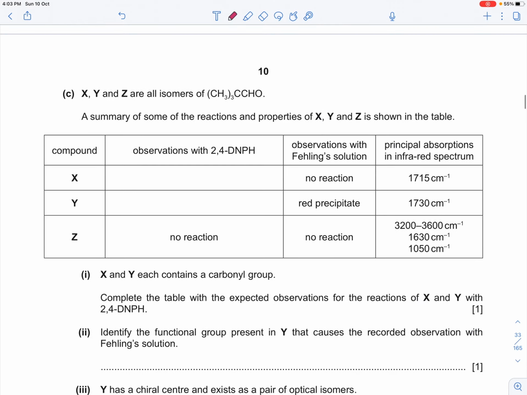Alright. Now the next part belongs to IR spectroscopy. X, Y and Z are all isomers of CH3CH2CHO. So X, Y and Z are 3 compounds which are all isomers of this compound. A summary of some of the reactions and properties of X, Y and Z is shown in the table. So this table has 4 columns. Number 1 as compounds, then the observation with 2,4-DNPH, observation with Fehling solution, and the principal absorptions in IR spectrum.